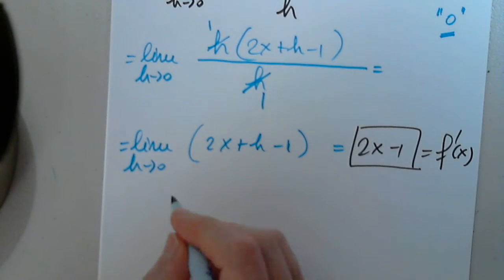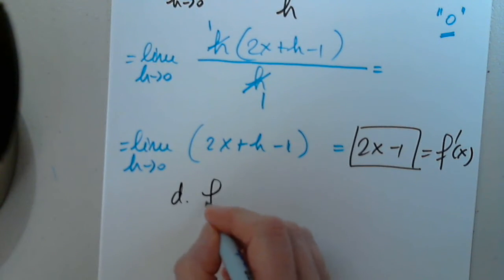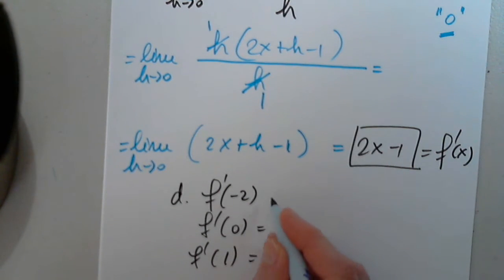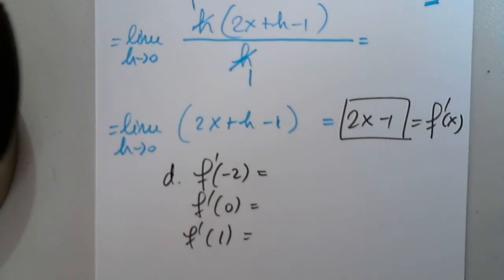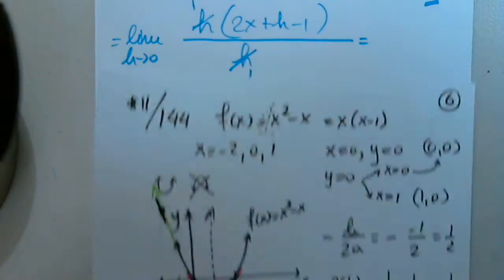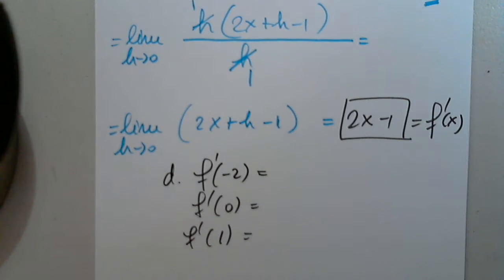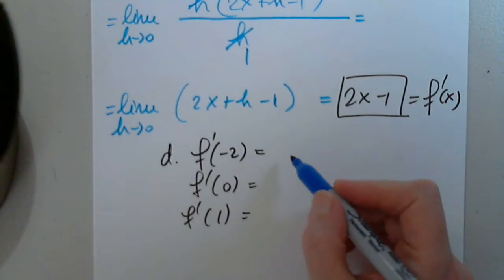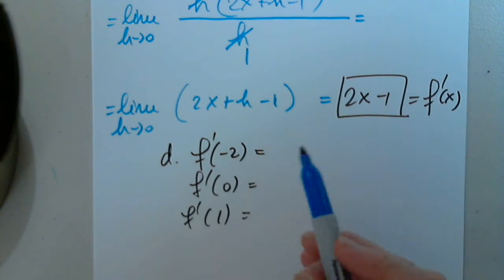So for example, now they're asking us for the last part, for part D, to find f prime of -2, to find f prime of 0. In other words, they're asking us to determine the rate of change. In other words, they're asking us to determine the slope of these little tangents that I drew here for you. Can anyone give us f prime of -2, and f prime of 0 and f prime of 1? So I can write them here. So what is the slope of the tangent line at -2?